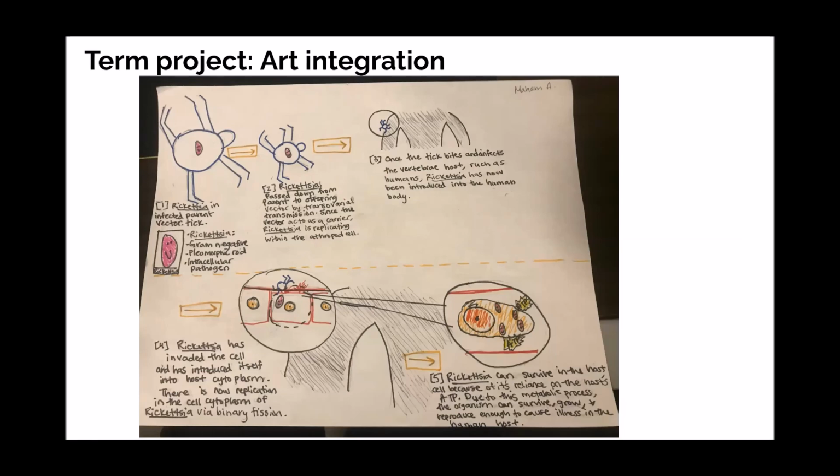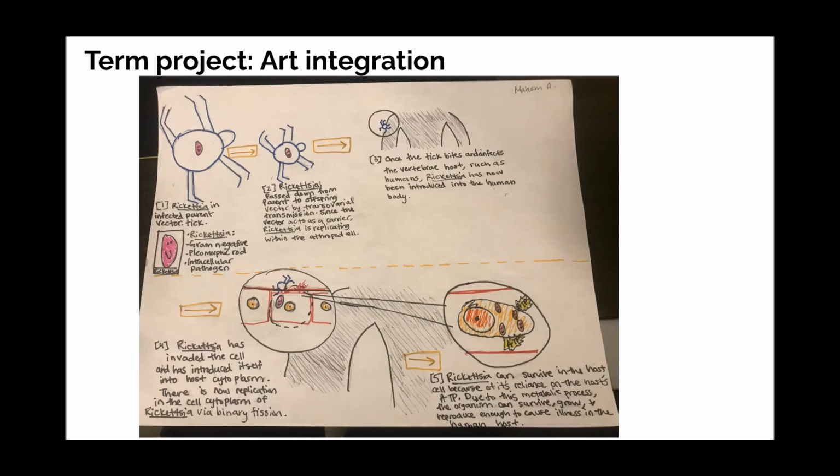Through transovarial transmission, which is the process of a tick parent passing bacteria to its offspring, the offspring now is the vector of rickettsia. Rickettsia is replicated within the arthropod cell. In the third section, the arthropod has bitten the human and has infected the human by breaking the skin barrier, and the bacteria infects the human cell.